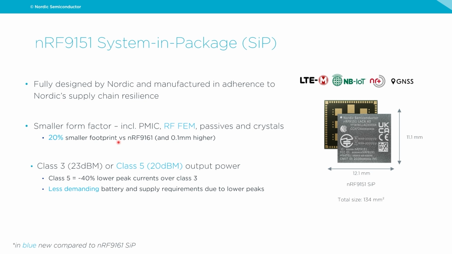It also brings support for class 5 power output. The previous devices offer class 3, which is 23 dBm, and now the nRF9151 brings class 5, 20 dBm support. This translates, in very practical terms, into 40% lower peak currents. When it comes to product design impact, you will have less demanding requirements for battery selection. You'll have wider options, because the supply requirements will be a bit relaxed due to these lower peaks.